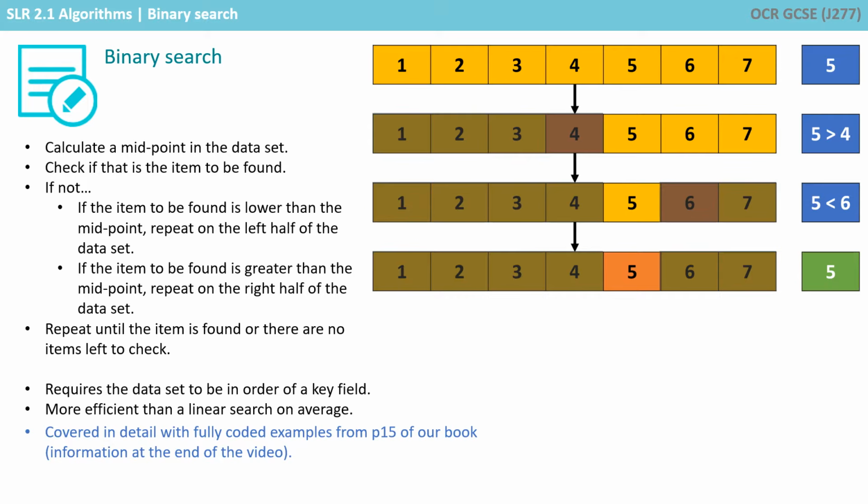Before we get into working through an example of the binary search, let's just overview some of its features. With a binary search, we calculate a midpoint in the dataset, and we check if the item at that midpoint is the item we're looking for. If it's lower than the midpoint, then we repeat the process on the left half of the dataset. Otherwise, we repeat it on the right half of the dataset. A binary search requires the data to already be in order of a key field, and it's more efficient than a linear search on average.